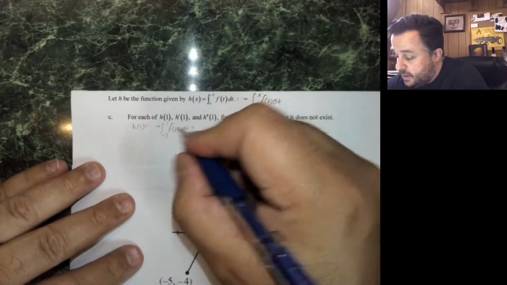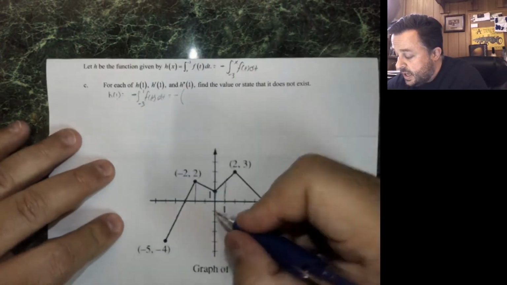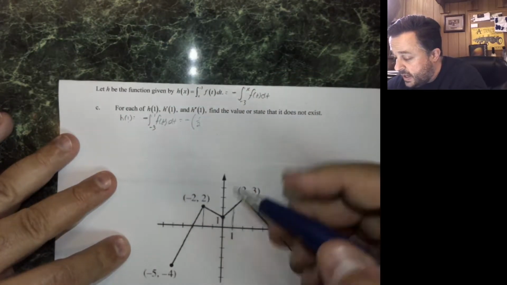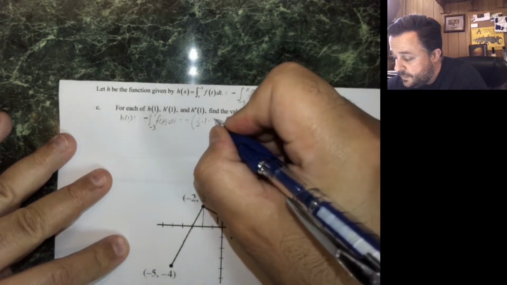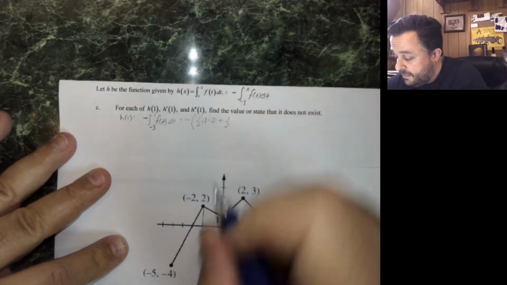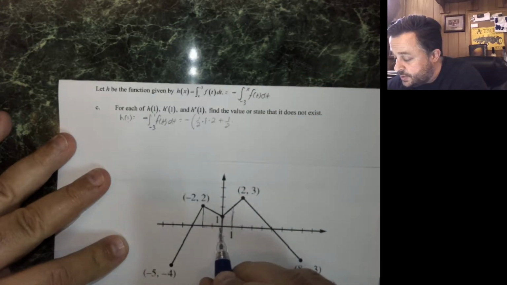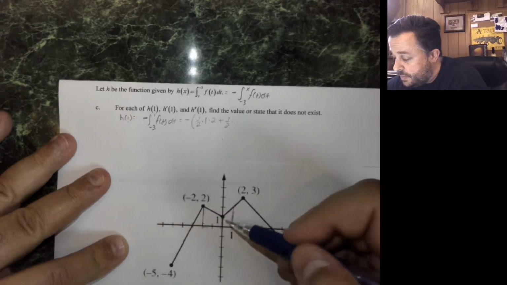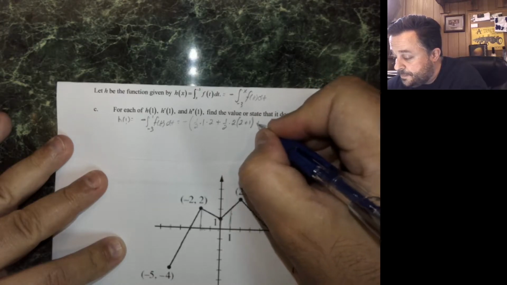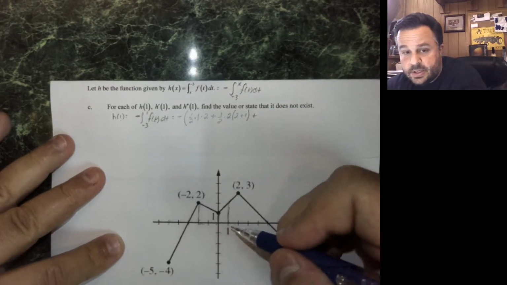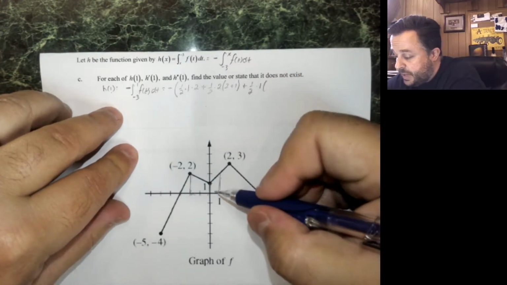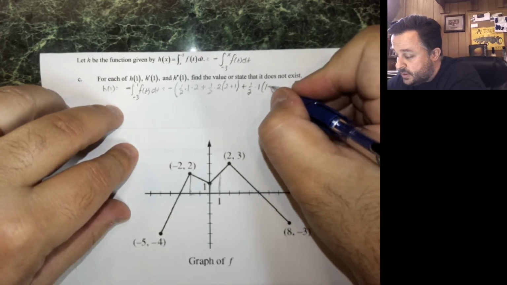So we take the negative, and we have a triangle, so it's going to be 1/2. The base is 1, the height is 2, plus we have here a trapezoid, so it's going to be 1/2. The height is 2. One base is 2, the other base is 1. So it's half the height times the sum of the bases. And then we have here another trapezoid. So it's going to be 1/2 the height, which is 1, and the bases here are 1 and 2 as well.